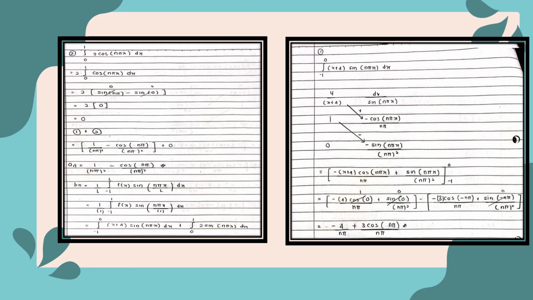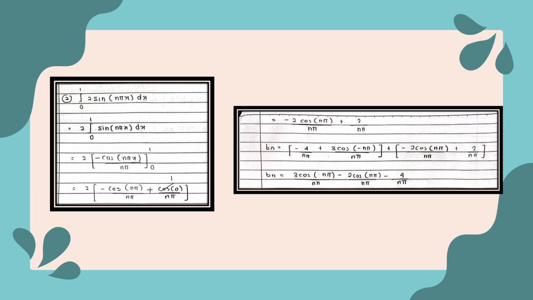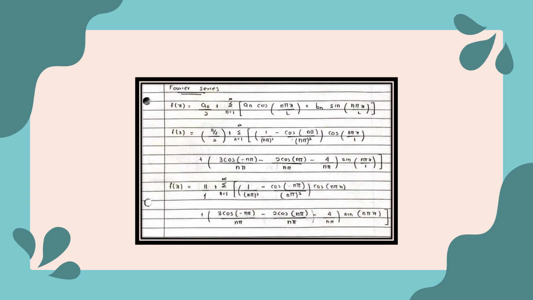The value of an is 1 over n pi squared minus cos n pi over n pi squared. Then the value of bn is equal to 3 cos n pi over n pi minus 2 cos n pi over n pi minus 4 over n pi. Then we put the values of an, a0 and also bn.